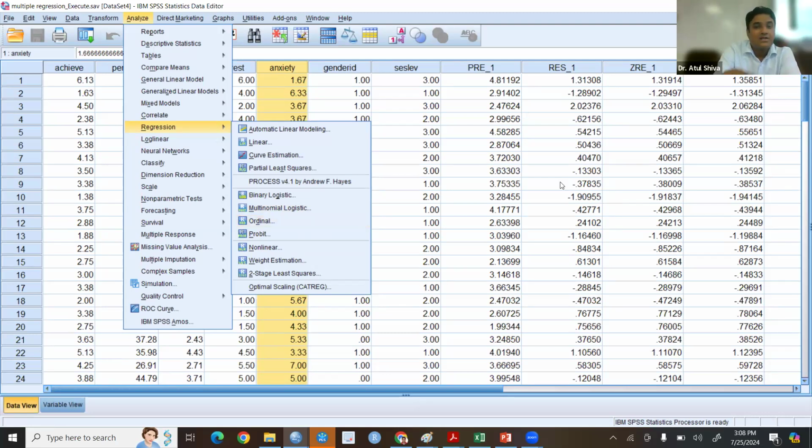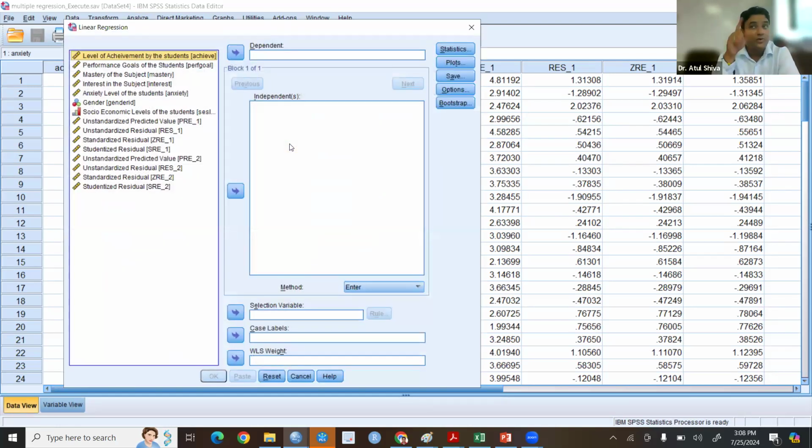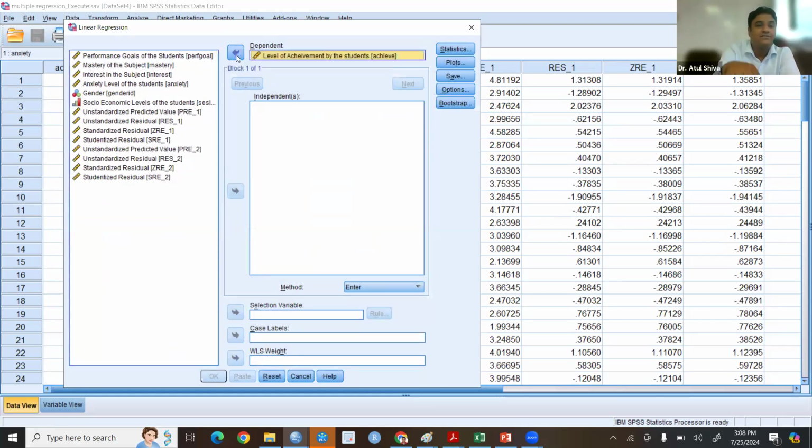So now we are working with linear. Click on linear, DV is 1. So you can put the level of achievement here. This is CGPA. If one independent variable is there, it is simple regression. DV, IDV, both are 1, 1 and both are metric, simple regression. But if the variables are more, I can call it multiple regression.